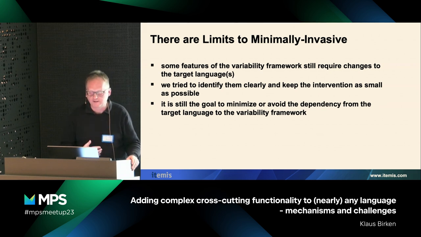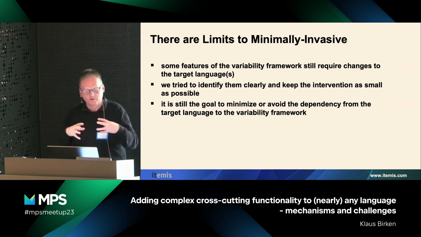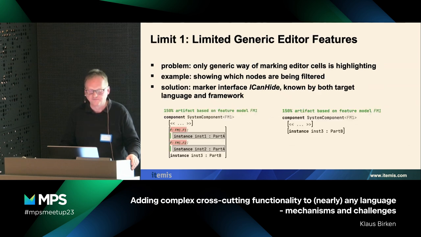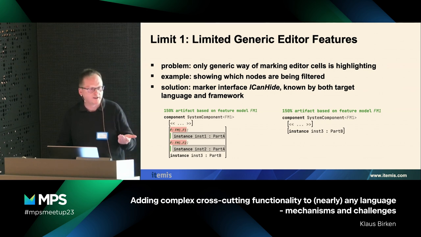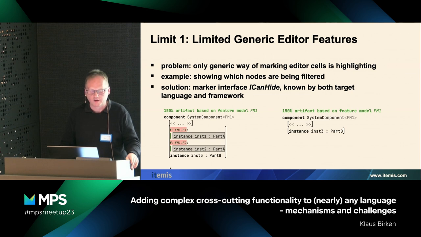It's still the goal to minimize the dependency from the target language to our framework, because after all, we want to be able to take the framework away and the target language is still alive. So one of those limits is that there is only one way of generically marking editor cells in MPS. Maybe I don't know the other way, but this is what we found so far. What you can do generically is highlight the cells and you can select the color. And this is why we used in this preview this gray highlighting for representing the fact that this thing will be removed. But users told us, well, it's not clever to highlight it if it's being removed. You should rather hide it. And so it should look like this.